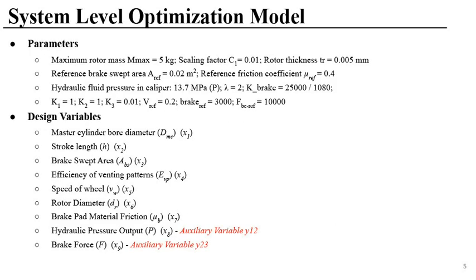Here you can see the system level optimization that we have done. We have also listed all the design variables we have considered and how we'll represent them in the MATLAB codes. Further, as marked in red, the auxiliary variables are the hydraulic pressure output as well as the brake force, which are used to decouple the system using IDF system level optimization.